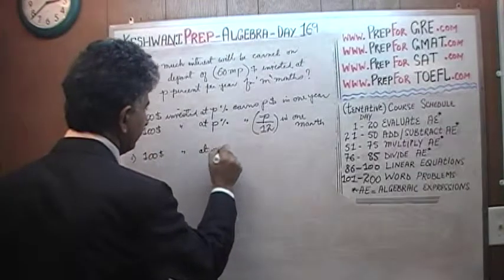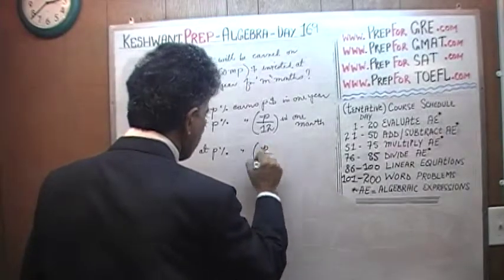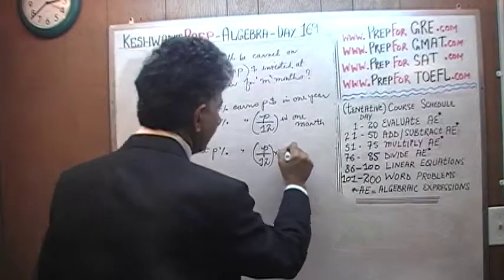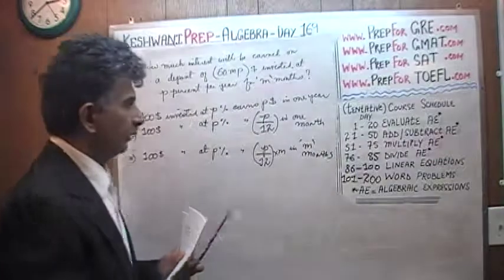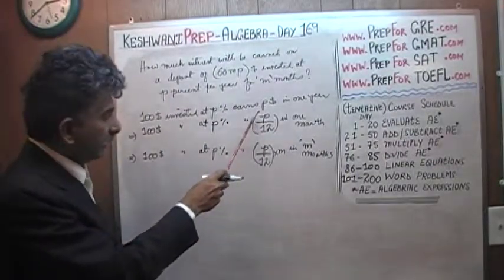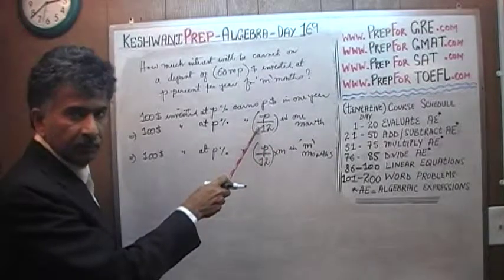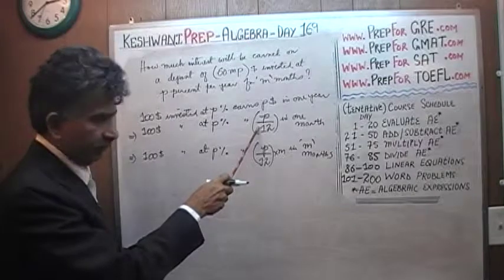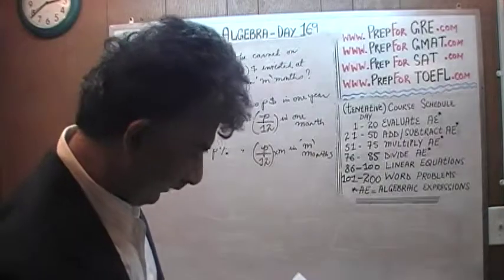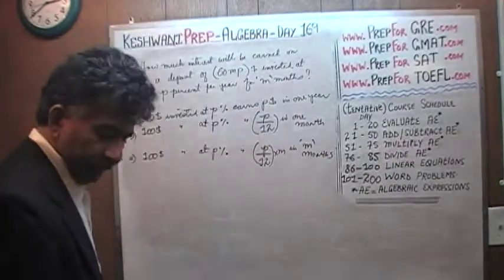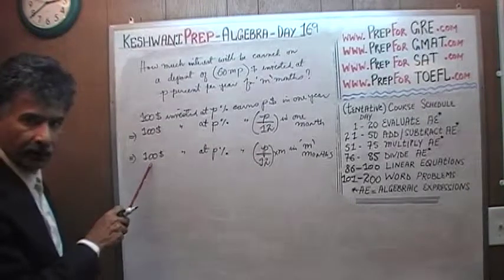So $100 invested at P% should earn P over 12 times M in M months. If we are earning this much money in 1 month, then in 3 months we should earn 3 times this amount, and in 7 months we should earn 7 times this amount, and therefore in M months we'll earn M times this amount of money. So far so good.